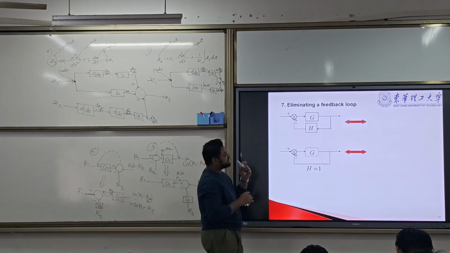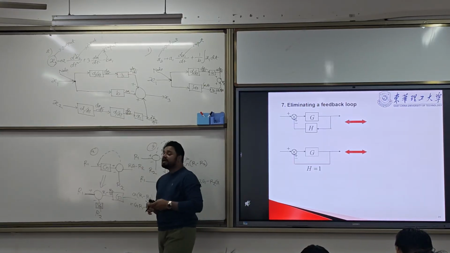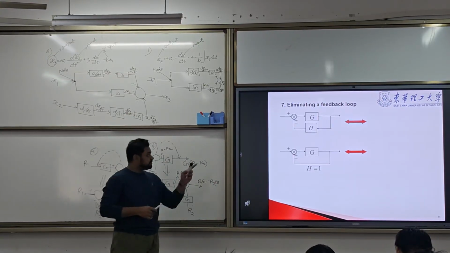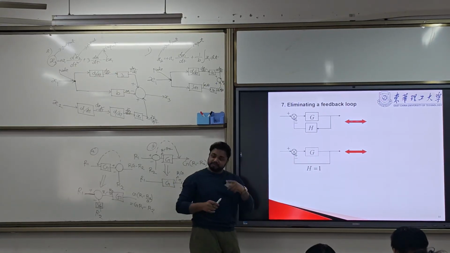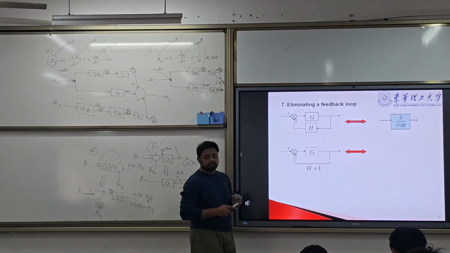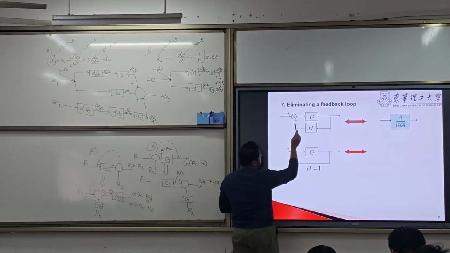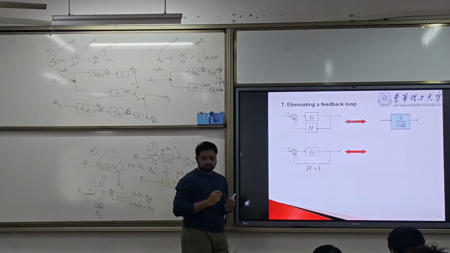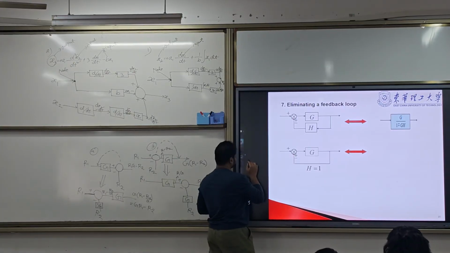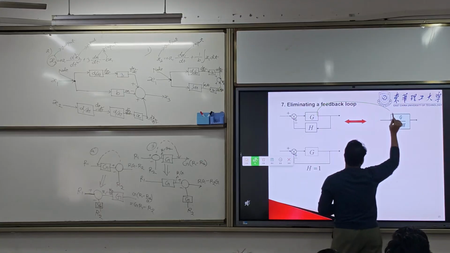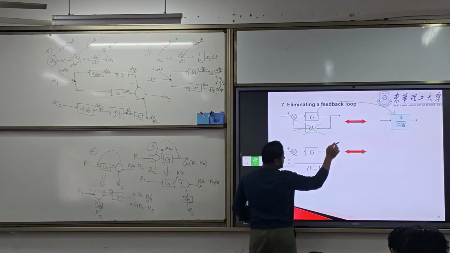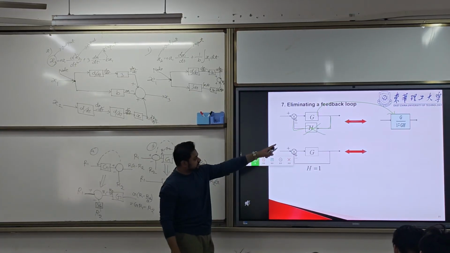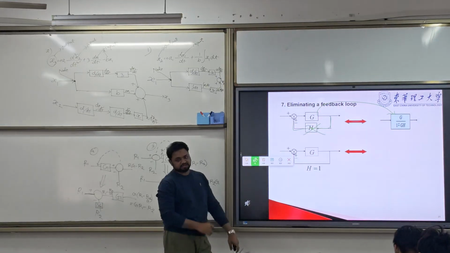One is eliminating a feedback loop. Suppose we have a feedback, then we can eliminate it by using the canonical form. This is G by 1 minus plus GH. Depending on whatever value we have, we will use that sign. So this block can be written like this. Here we have a feedback, and this will be eliminated by using this G by 1 minus plus GH.